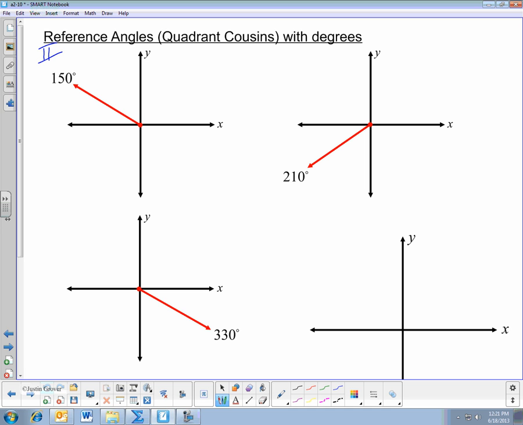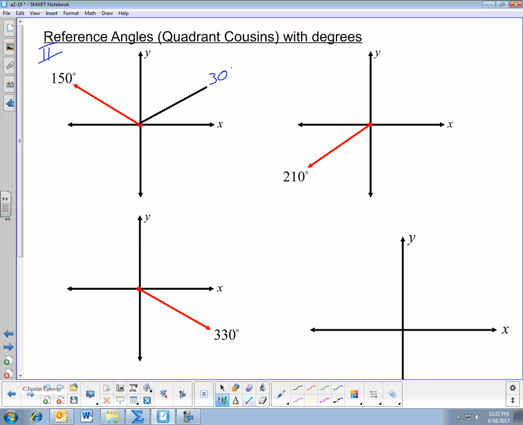The reference angle or quadrant cousin of this, now there's 4 quadrants, and every angle has a relative in all the other quadrants, but we tend to always relate them back to quadrant 1. And so let me draw that. We have a quadrant 1 relative of 150, and that quadrant 1 relative, or the reference angle of 150, is 30 degrees.